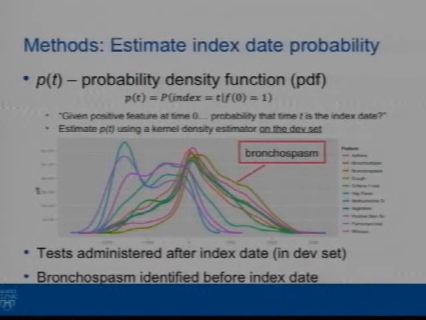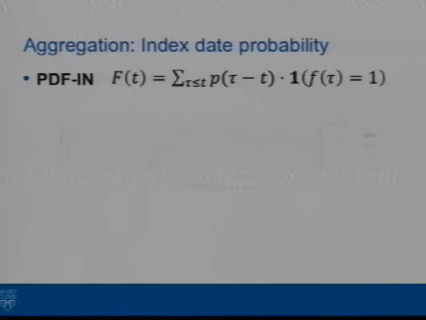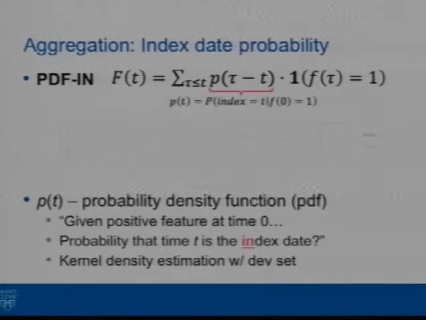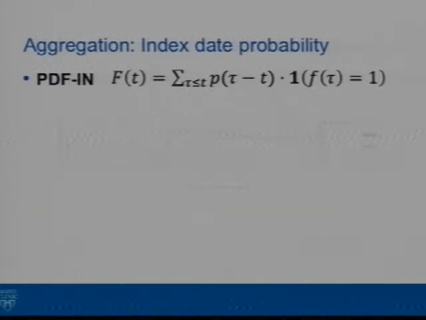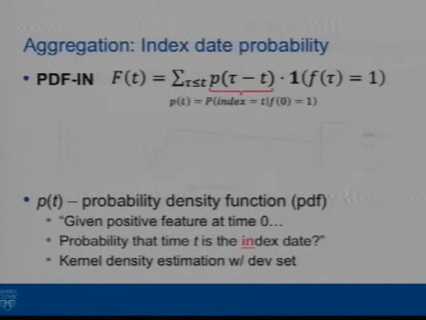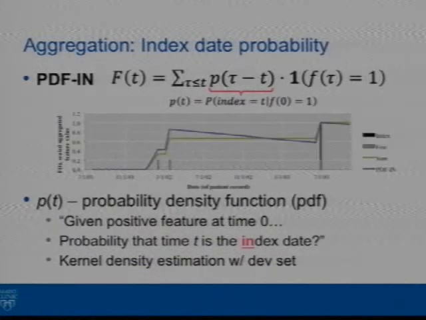Okay, so using these probability density functions, I can put these onto each instance of finding a particular feature in the data. So I'm using that exact probability density function that you saw before, estimated via kernel density estimation.